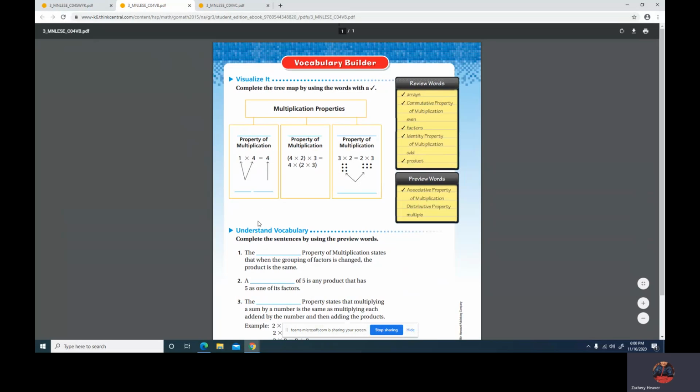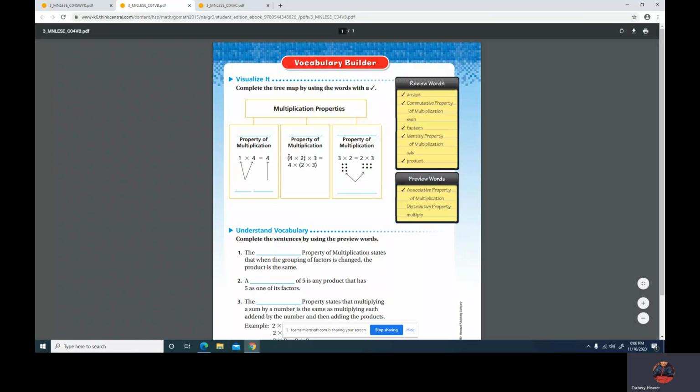The top here, I can't write on this because it's a different browser, but this talks about the multiplication properties. There are 4 of them, but this only shows 3. So 1 times 4 equals 4. 4 shows its true identity, so that's the identity property of multiplication. If one of the factors is the same as the product, they have the same identity.